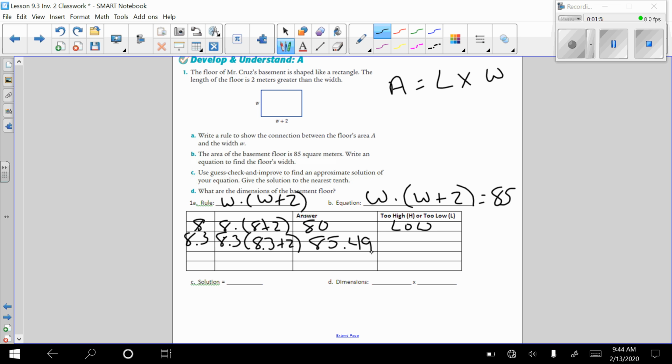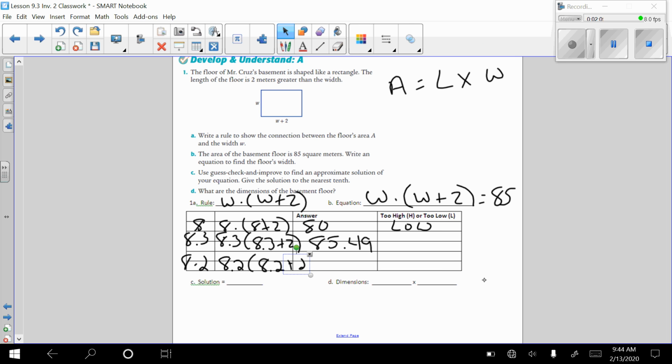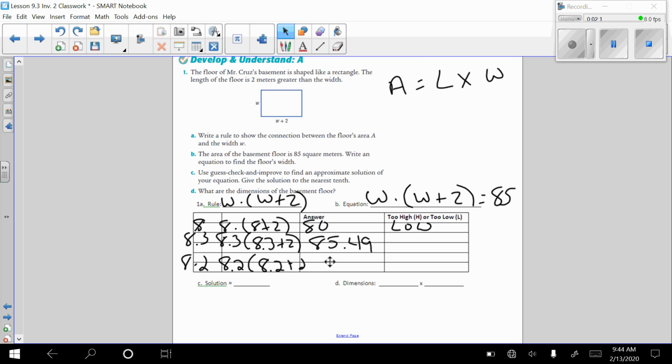Not sure if 8.2 will help me, but let's check it just to be sure. 8.2 times 8.2 plus 2, what does that give me? That gives me 83.64. Pen's not writing very well here. Well, that's too low. The closest one to this is 8.3. So my solution is approximately 8.3.